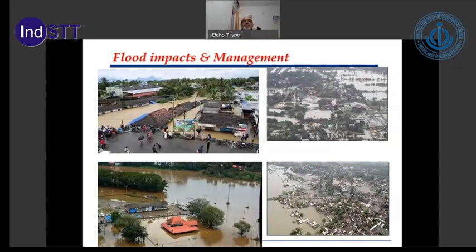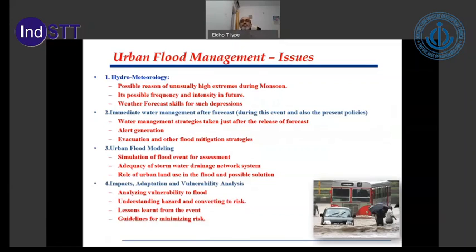When we talk about urban flood management, there are various issues. We need to study the hydrology in detail. Hydrometeorology we need to study in detail. Then how we can forecast the rainfall and then flood forecast, so that immediate water management after forecast we need to see. And then we need to see the urban flood modeling, the flood simulation. That is what we will be briefly discussing here.